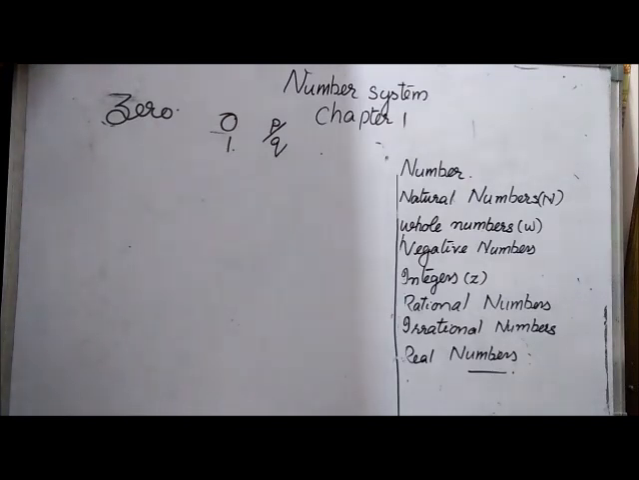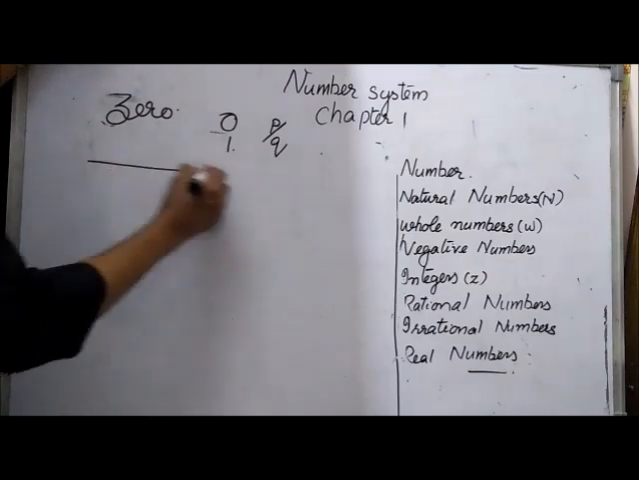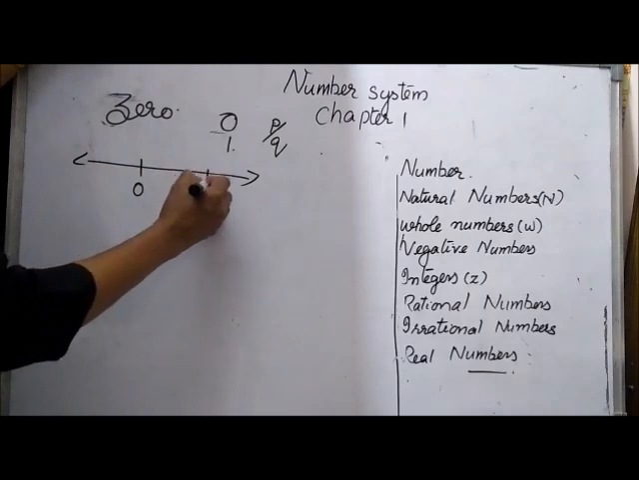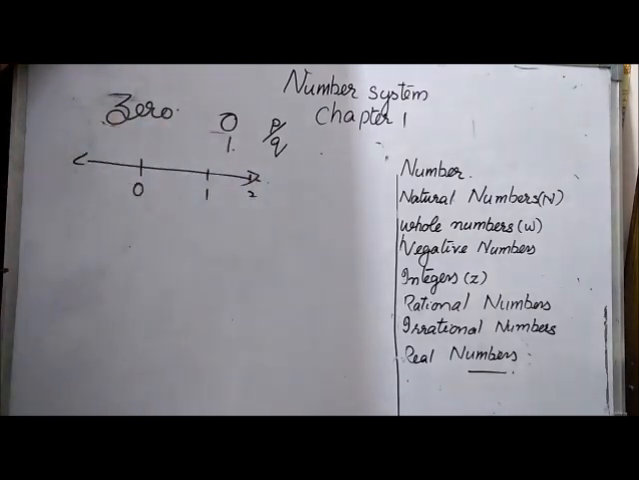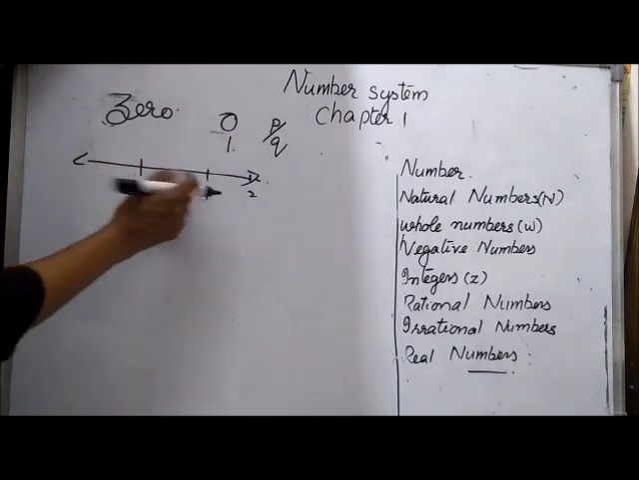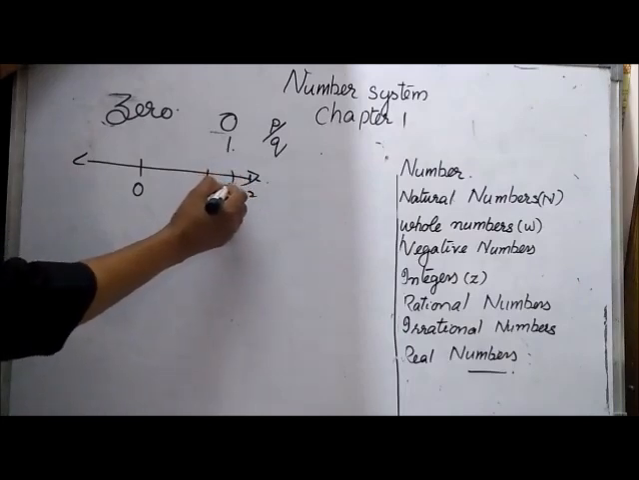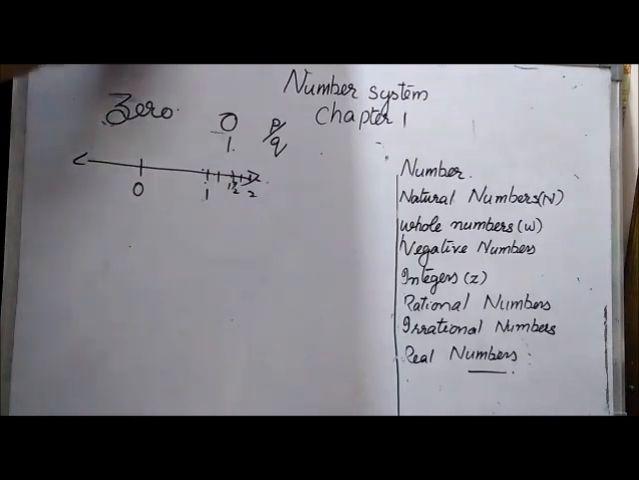Now, how can we find out rational numbers in between two numbers? On a number line, this is 0, this is 1 and this is 2. How can we find a rational number in between 1 and 2? For example, 1 by 2, like that. These are all points which are rational numbers.